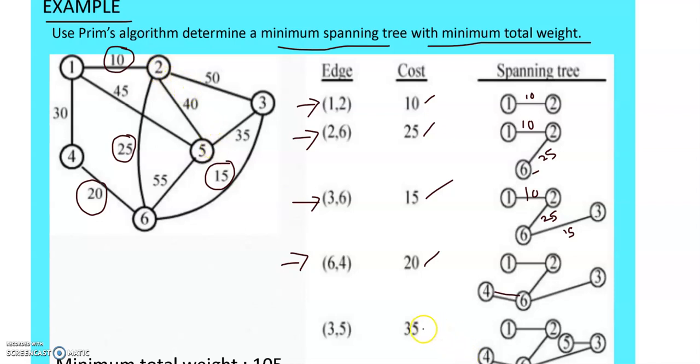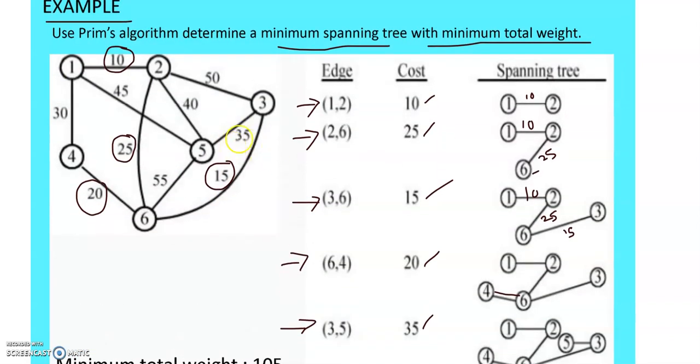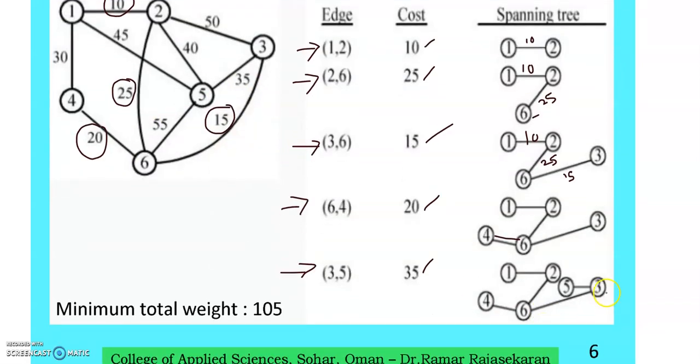So you can select the weight 35, and you have to check that if you select this minimum weight edge of 35, it is not creating a cycle. That is very, very important, not creating a cycle. So now see, 3 and 5.